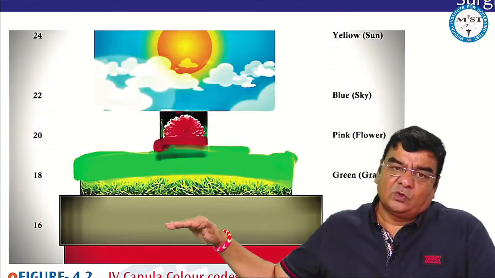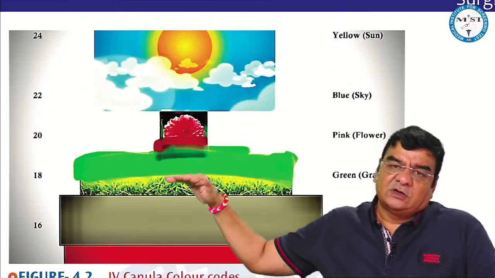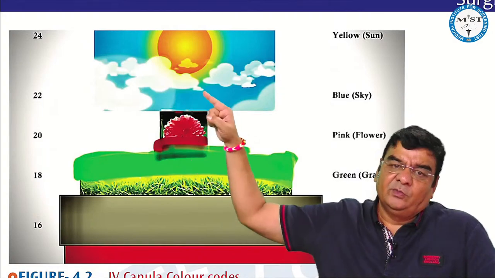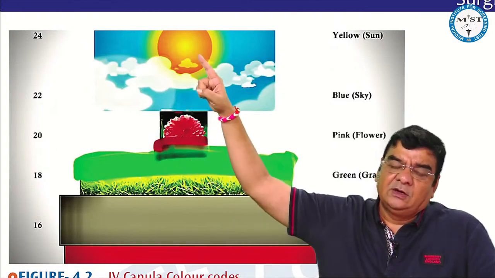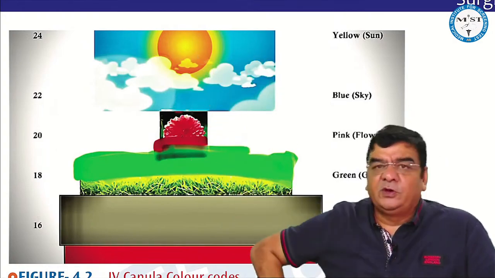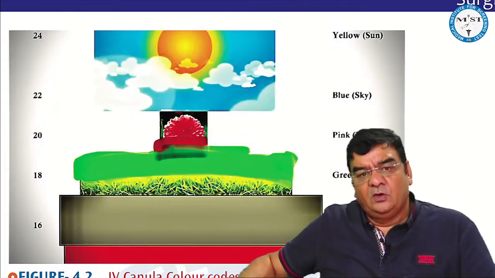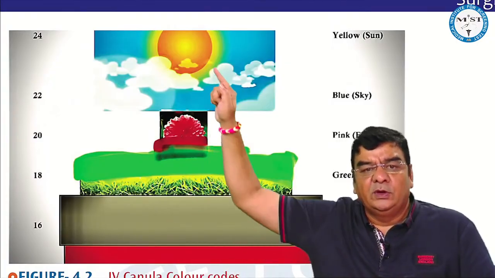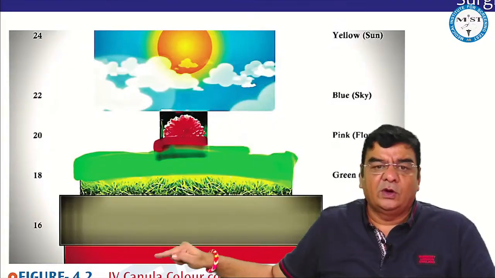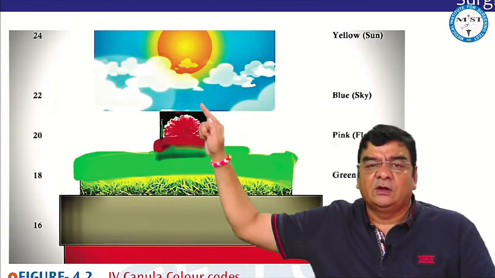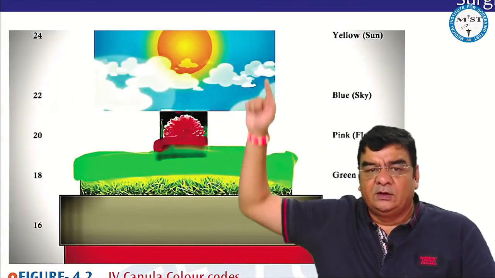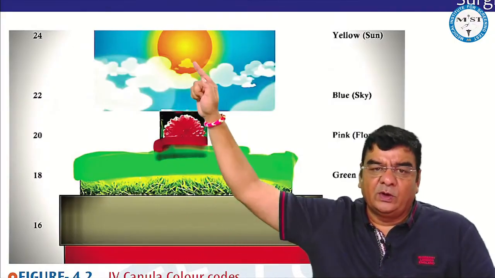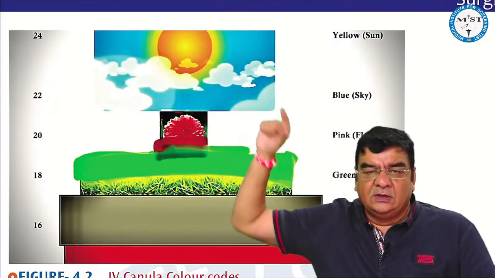On the surface of the earth, the roads are gray. There is green grass, pink flowers, blue sky, yellow sun, and in rainy weather, VIBGYOR: violet, orange, gray, green, pink, blue, yellow, violet. 14, 16, 18, 20, 22, 24, 26.